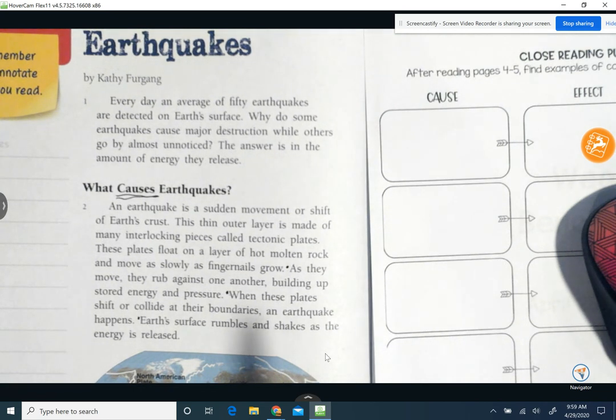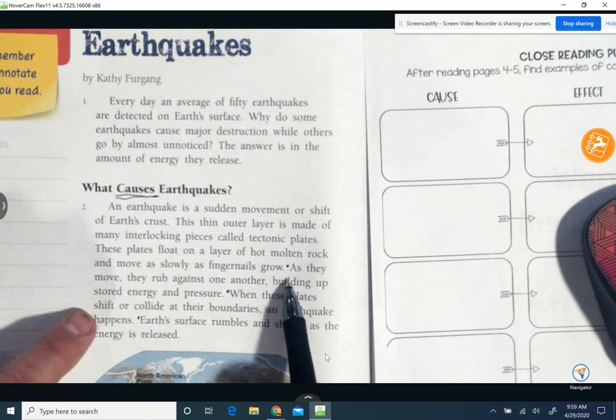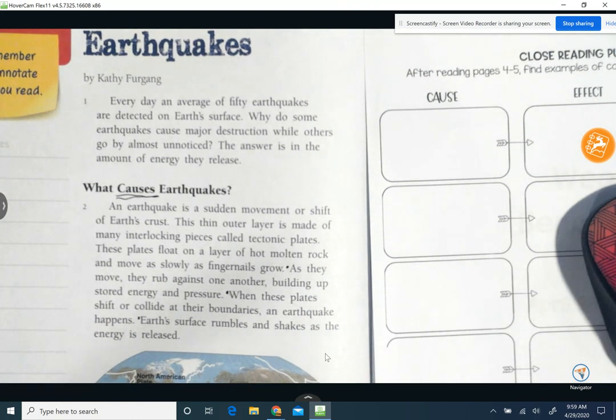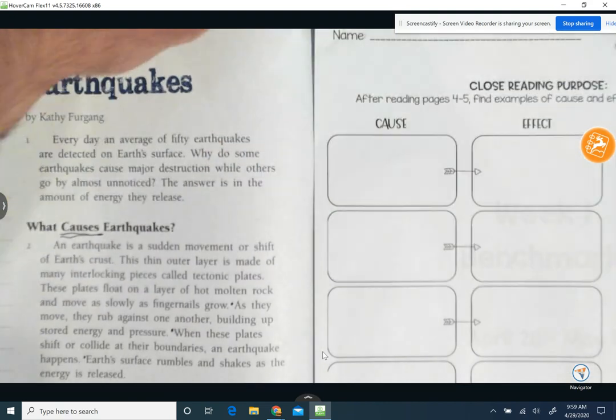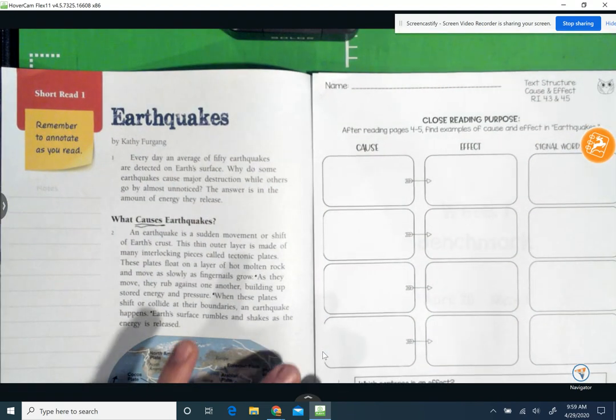Now, because they're floating, what happens? As they move, they rub against one another. Oh, so they move, and when they move, they rub up against one another. That sounds like a cause and effect phrase there that's telling me something is happening.